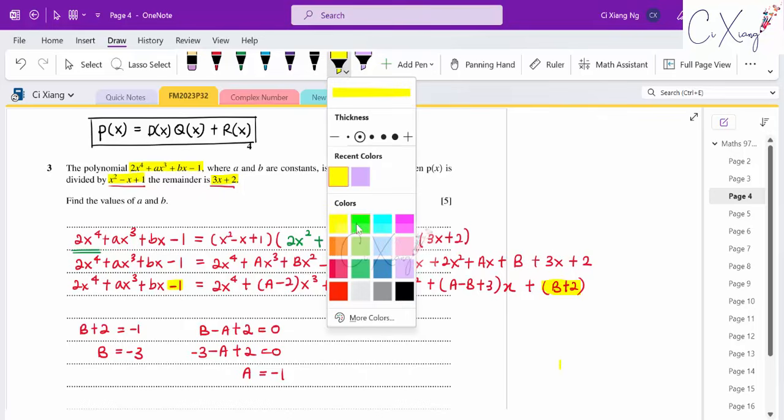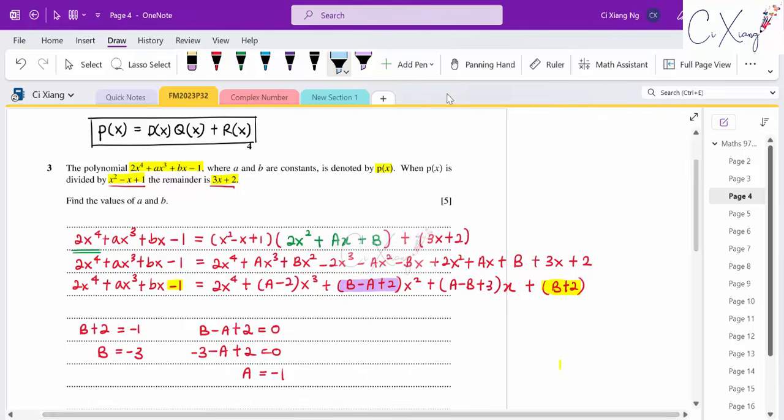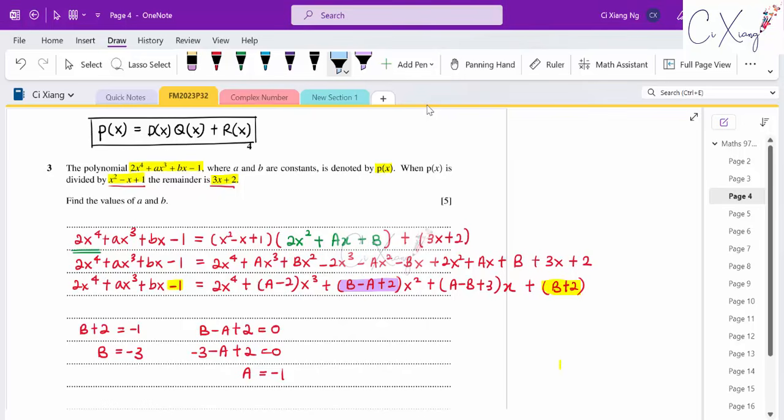Then next, what else can I compare so that I can get the next value? From here, you can straight away compare a minus 2 x power 3 with ax power 3. So the small letter a will be equal to A minus 2, where you already got the value for capital letter A, which is negative 1. So minus 2, therefore your small letter a is negative 3.